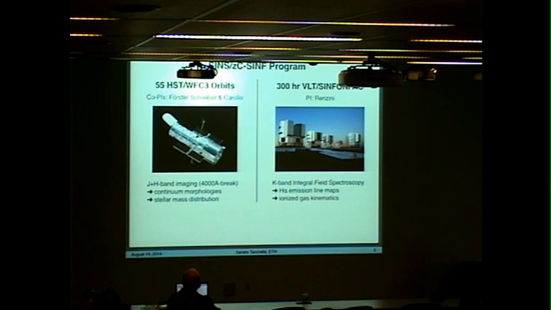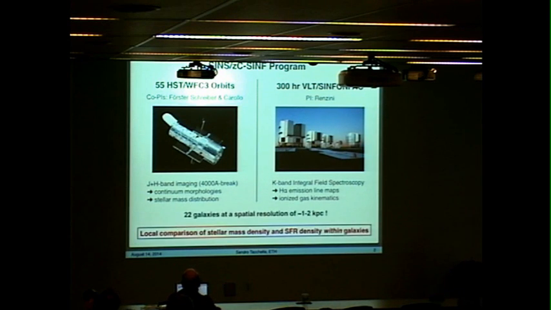On the other side, we have the 300 hours program of the VLT SINFONI AO. SINFONI is an integral field spectrograph fed by an adaptive optics module at the VLT. There we use the K-band grating to trace the H-alpha emission line map, which gives you a measure for the instantaneous star formation rate, also resolved on about 1 to 2 kiloparsec scales in the galaxies. In addition, the H-alpha line can be used to study the ionized gas kinematics of these systems. So now, an important point is that both instruments have about the same resolving power. This means that we can resolve the stellar mass and star formation rate densities within these galaxies at redshift 2 on about 1 to 2 kiloparsecs.